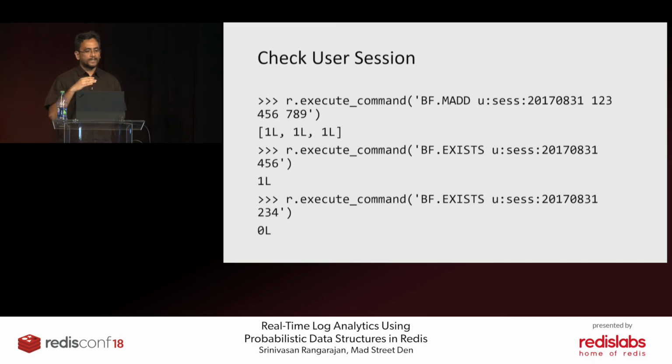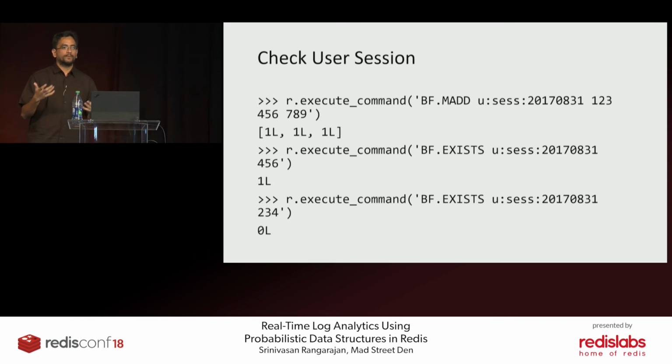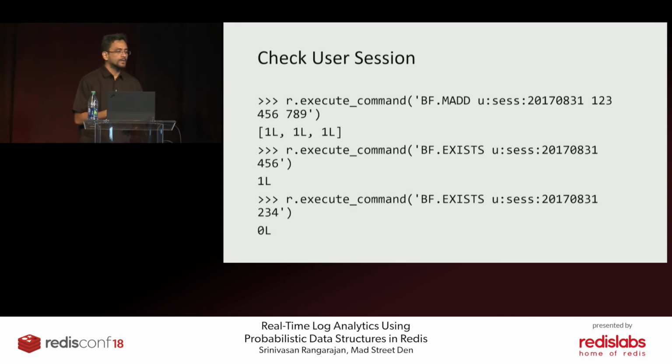And once it has been added, I just have to say bf.exists. You pass in the key and the user ID. It will return true or false, depending on whether we have seen this user ID in the Bloom filter or not, right? And like I said before, you have to remember that there is a possibility of a false positive, so if it returns true, you then have to do a check against the database.